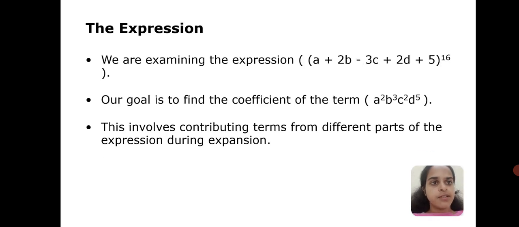The expression. We are examining the expansion of (a + 2b - 3c + 2d + 5) to the power 16. Our goal is to find the coefficient of the term a squared b cubed c squared d to the power 5. This involves contributing terms from different parts of the expression during expansion.